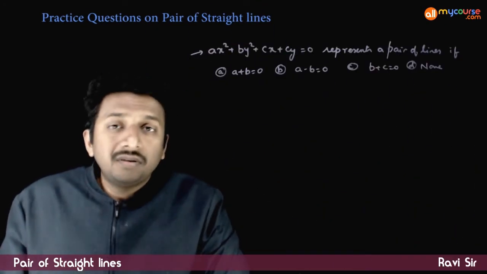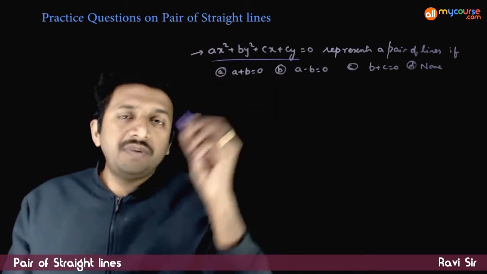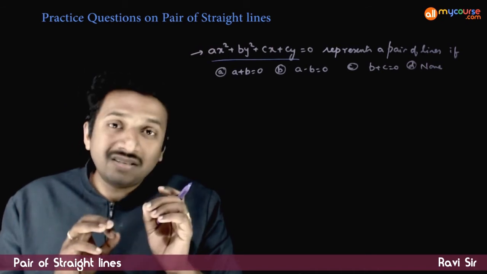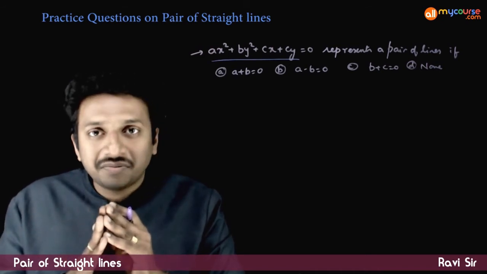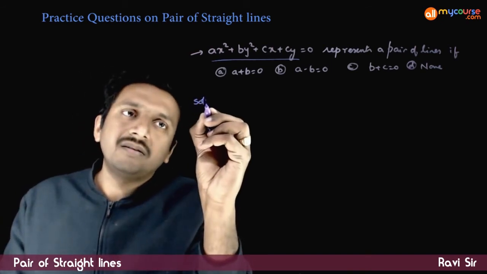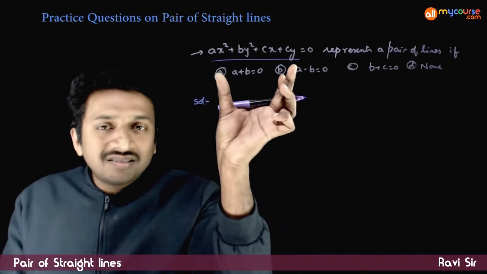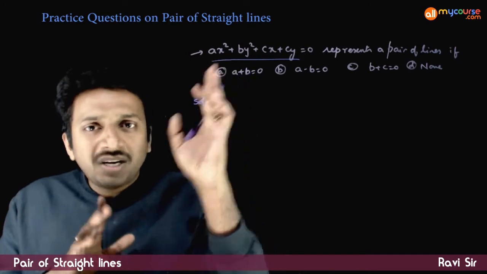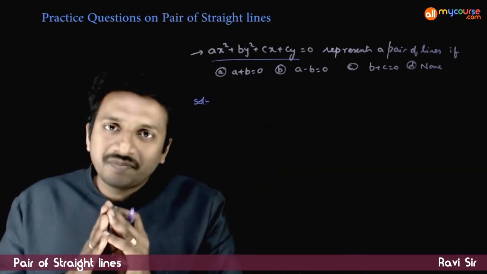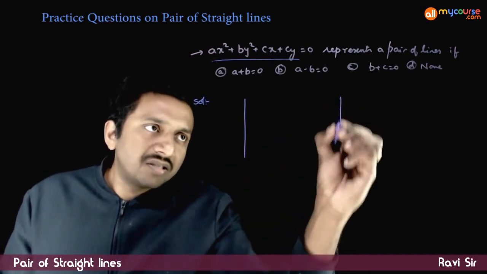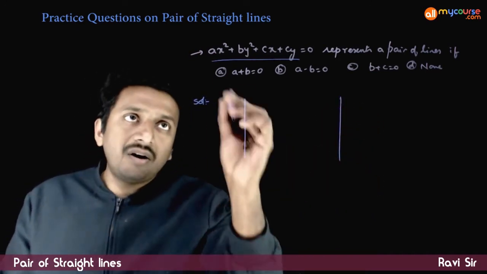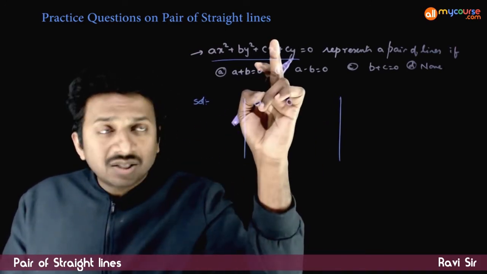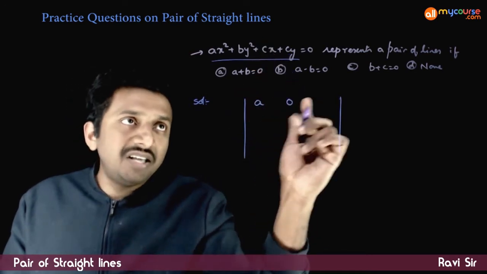In this question, you're given that ax square plus by square plus cx plus cy is equal to 0 represents a pair of lines. Then what should be the condition? If you compare this equation with the general equation, you can very clearly see that the xy term is missing and the constant term is missing. So the condition for this to be a pair of lines is the determinant where the x square coefficient is a, xy coefficient is 0, x coefficient is 2g, but I need a g here, so you have c by 2.